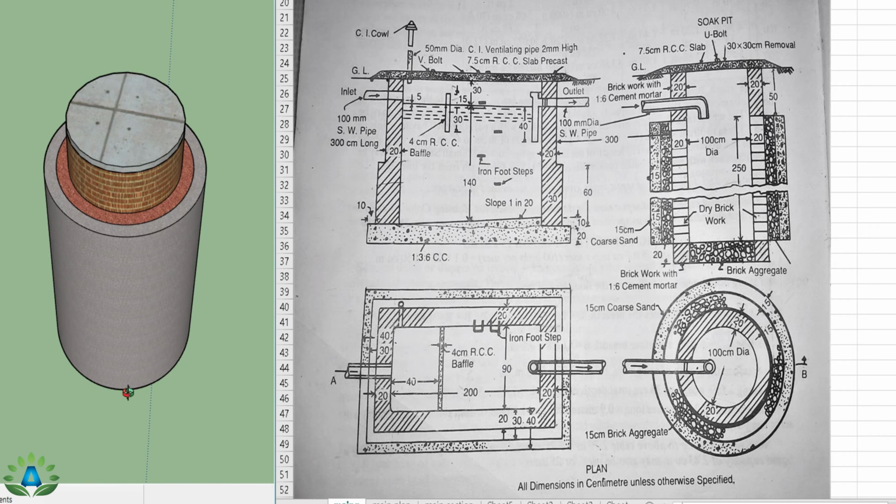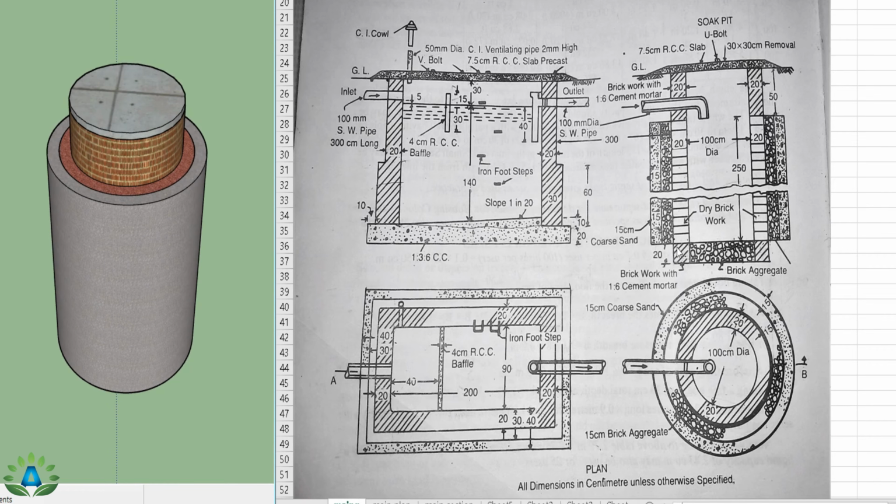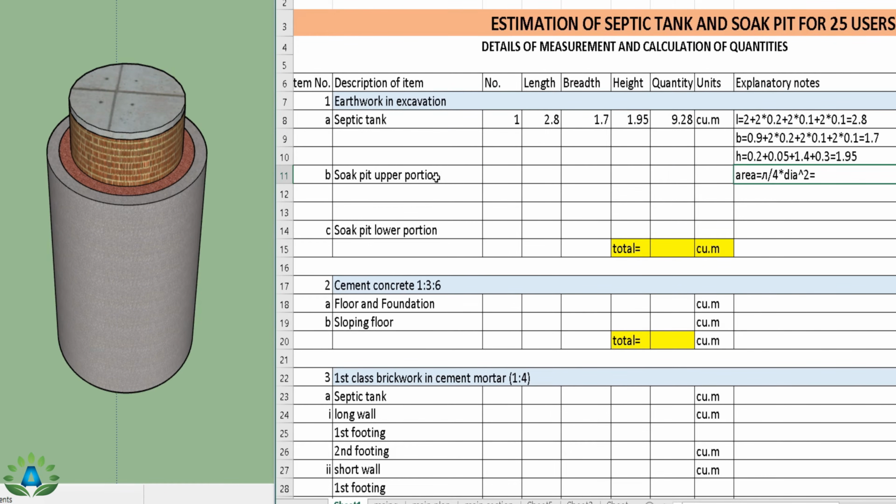Now we are going to do the excavation of the soak pit, and here we can clearly see that we have to do the excavation in two parts. That means this upper portion and the lower portion, because we are going to do excavation in the lower portion from this point to this point only, but at the upper portion we have to do the excavation from this point to this point. That means we have different diameters for the excavation. First, let's do the soak pit of the upper portion.